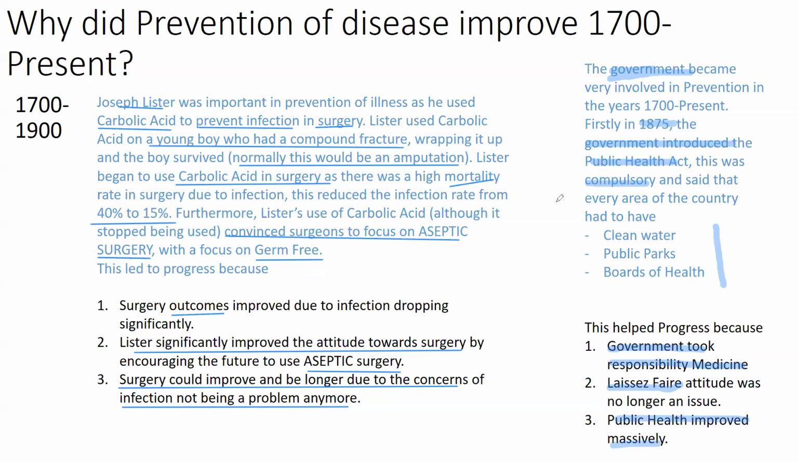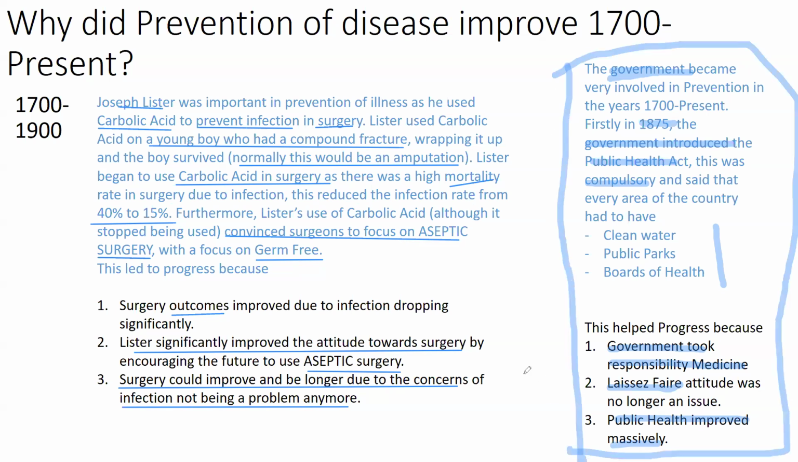Areas became cleaner. This is a turning point for medicine because the government now start providing a lot of money for future medical advancements, which we'll talk about on the final slide.